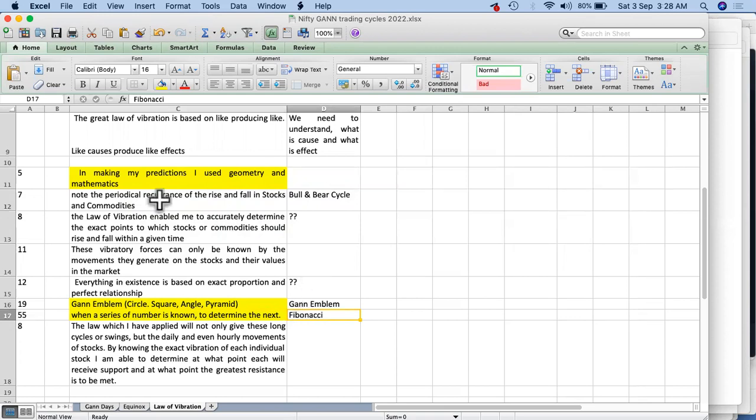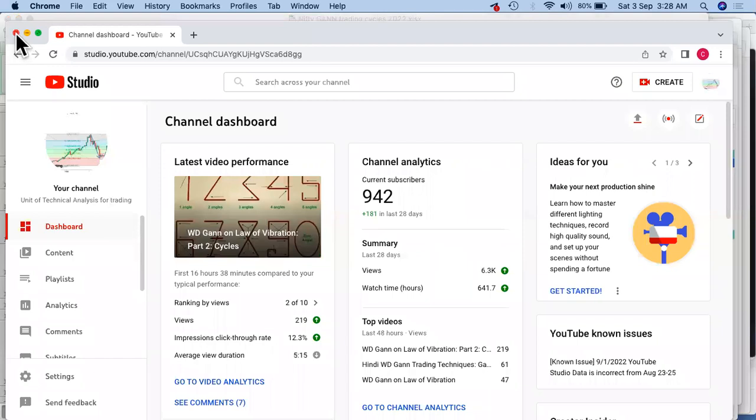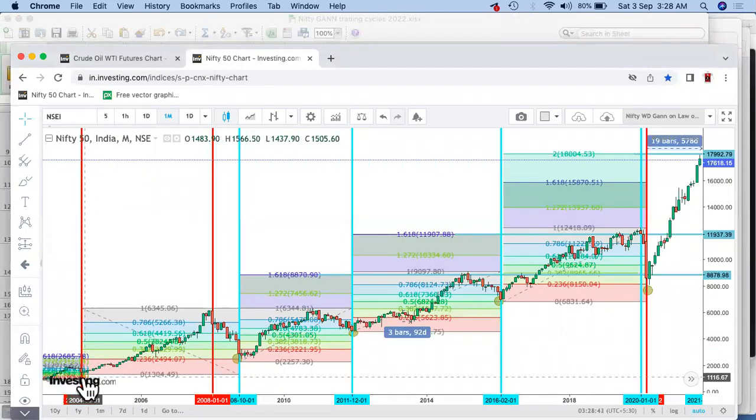The next thing that he says on page number 7 is to note the periodical recurrences of the rise and fall in stocks and commodities, right? So what we did, with the help of Fibonacci, is first of all identify the low and high. The low and the high, the low and the high, of the bull cycle, right?